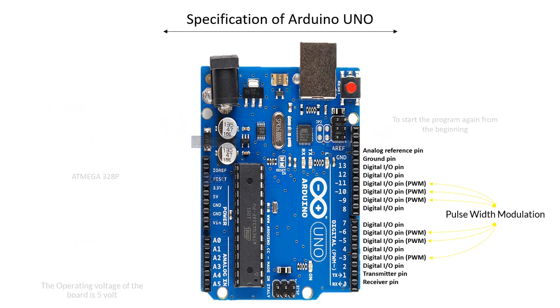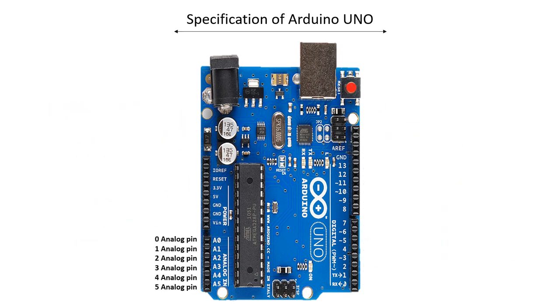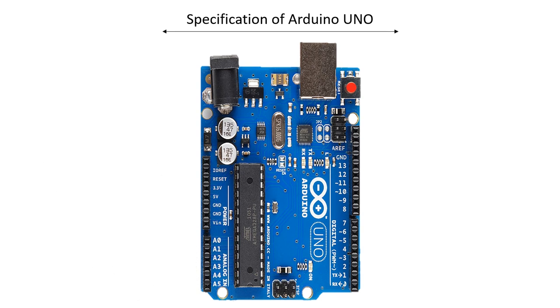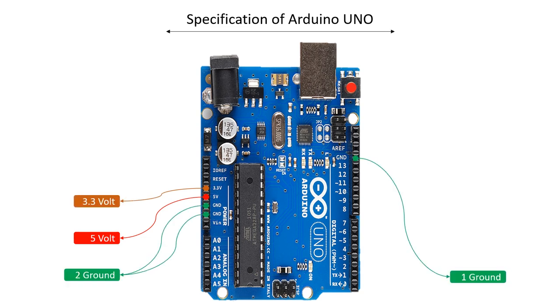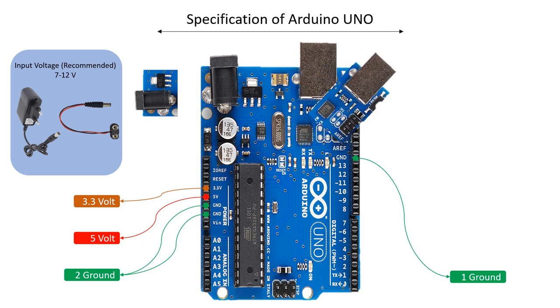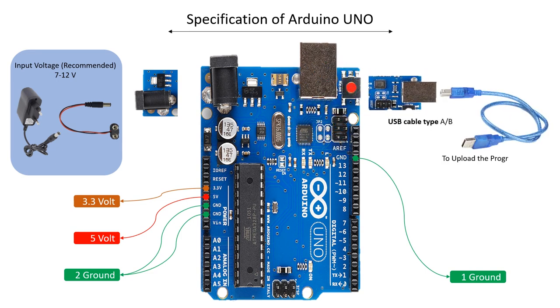Apart from this, we have 6 analog input pins, A0 to A5. These are used to read analog input in the range of 0 to 5 volt from sensors like pressure, temperature, humidity, etc. We also have power pins, that is 5 volt, 3.3 volt and ground pins to provide power to the sensor connected with the board. The input voltage given to the board is between 7 to 12 volt, which is connected either through a USB to upload the program or for power supply, and a DC jack for external power supply.